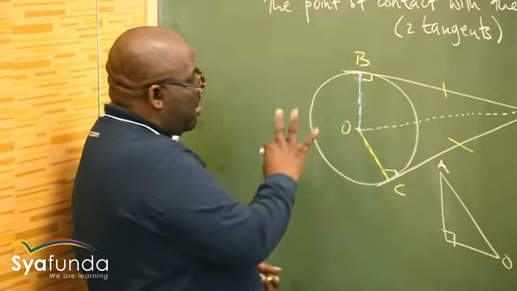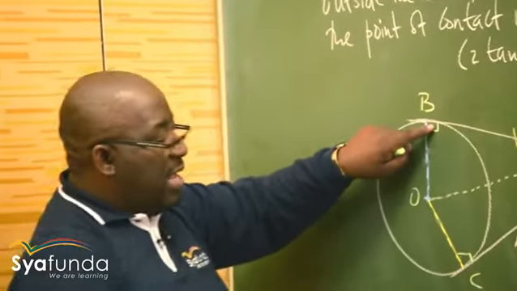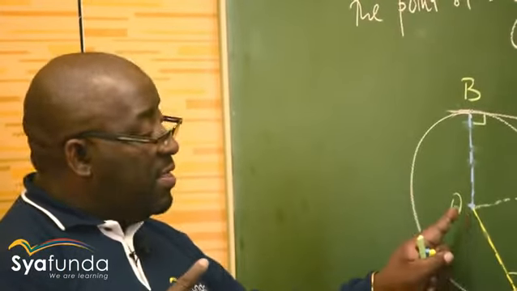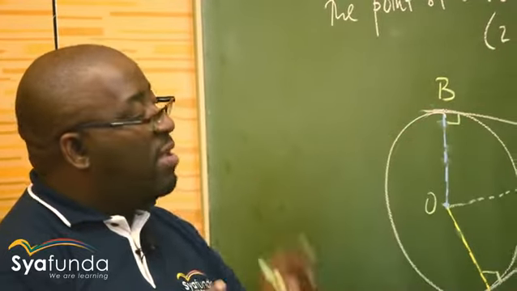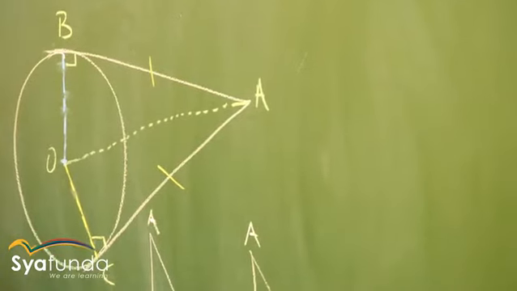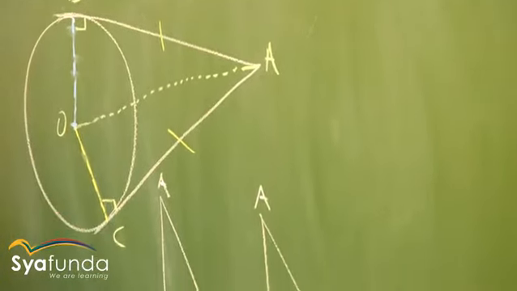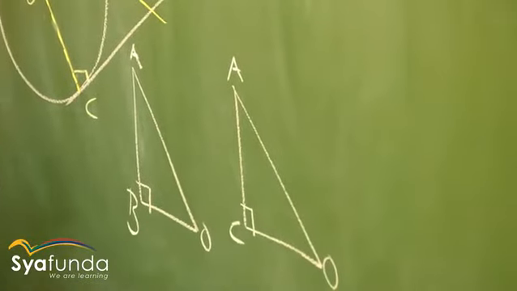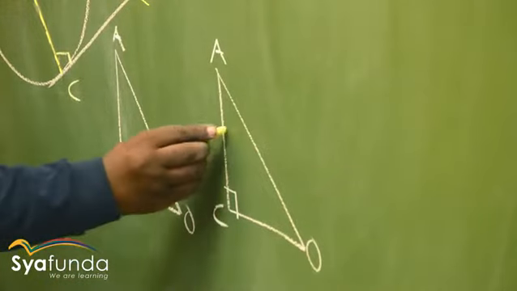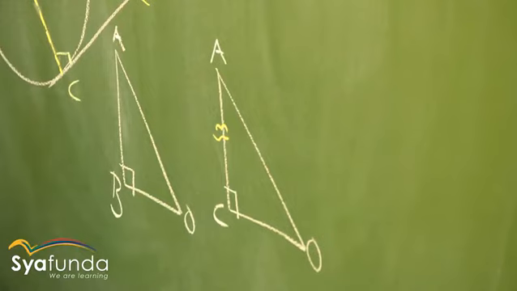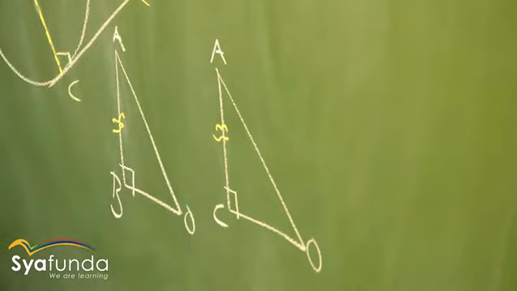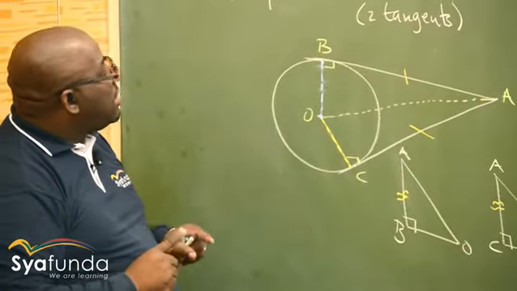Now, once I have this scenario, let's look at this one. This angle is equal to this angle, 90 degrees. Where did I get that information from? Tangent and radius. There's a radius, there's a tangent. Whenever they meet, they form 90 degrees. In this triangle, what do we have here? It is B. What do we have on that side? It is C. Remember what we want to prove: AC is equal to AB. This is what we want to prove, that this side is equal to that, because these are the two tangents from the same point.